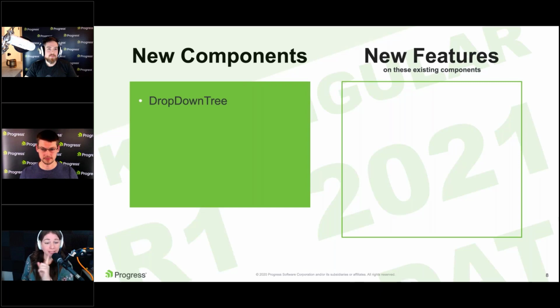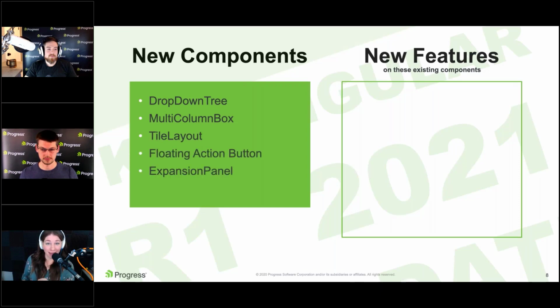The drop-down tree, multi-column box, the tile layout, floating action button, expansion panel, and last but not least, text area. So we have these beautiful 6 components that we're going to go into. And kick it off with the drop-down tree.